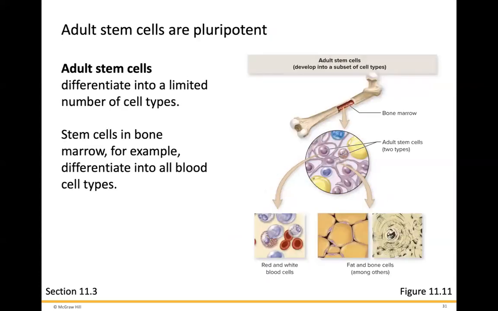Unfortunately, adult stem cells are pluripotent. Adult stem cells are only able to differentiate into a limited number of cell types. So, for example, we have what's referred to as the hematopoietic stem cell, which is found in the bone marrow. That particular stem cell will give rise to many types of blood cells, but that's all it can give rise to. It can't be converted into a neuron at that point. We oftentimes refer to these adult stem cells as already somewhat committed stem cells.